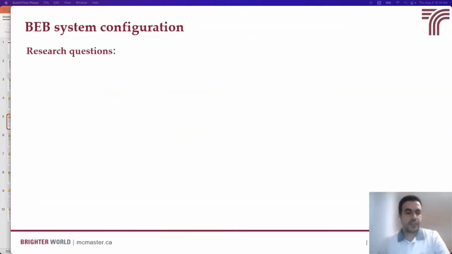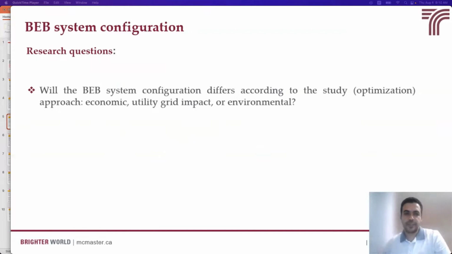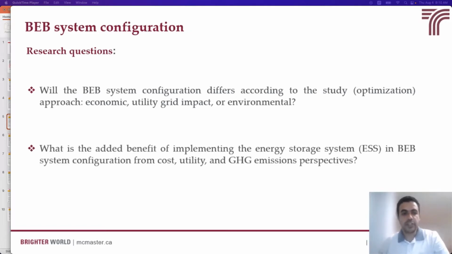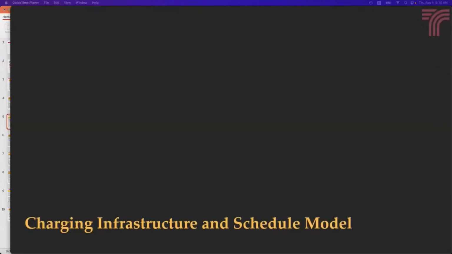In this work, we have two main research questions. The first one is, will the battery electric bus system configuration or the component sizing differ according to the study approach or the optimization model objective function? If we target reducing the upfront costs, mitigating utility grid impact, or reducing the greenhouse gas emissions, will the system configuration differ from one approach to another? The second question is, what is the added benefit of using an energy storage system as an alternative electricity source in the charging station to charge the battery electric buses in the three different optimization approaches also?